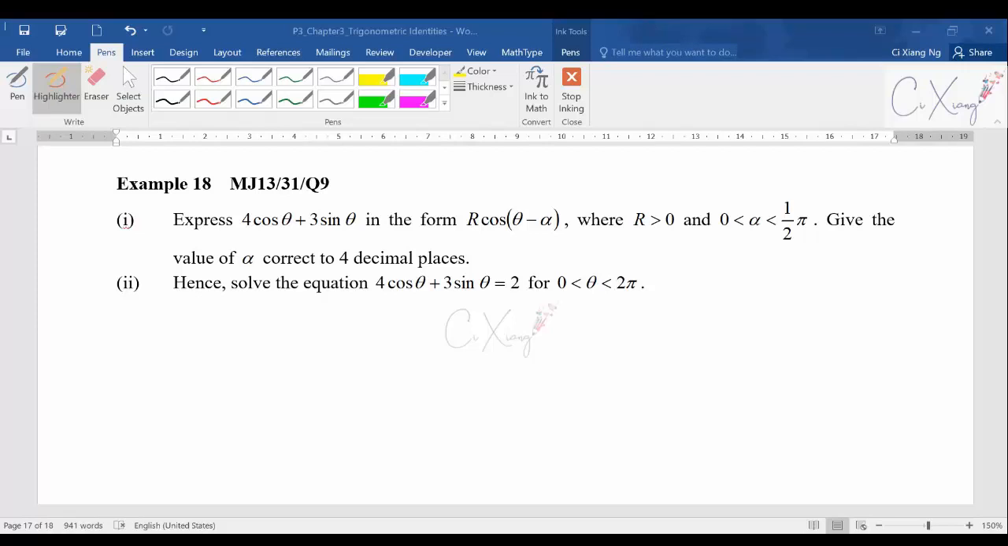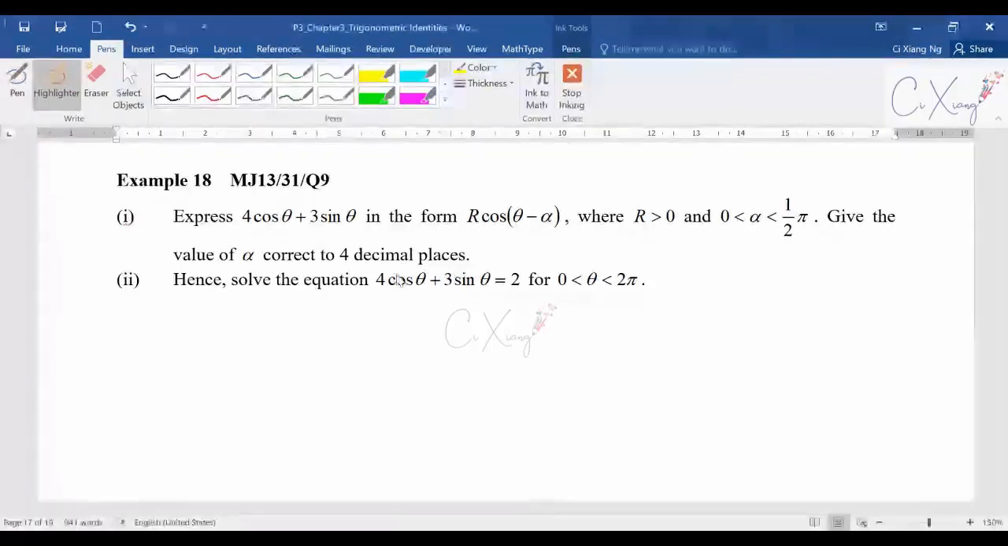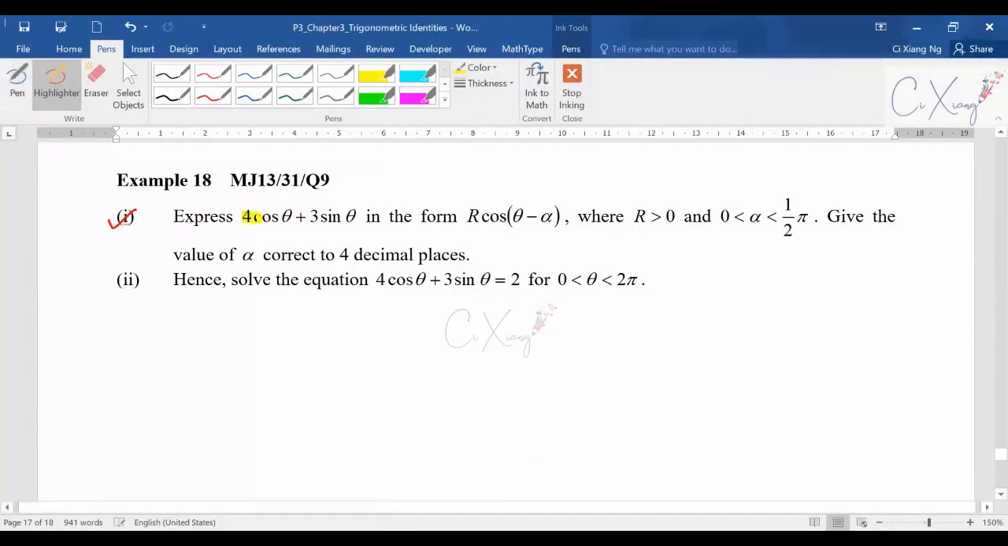Alright, so we can try example 18 now. If you look at example 18, first question, they want you to express 4 cos theta plus 3 sine theta in this form. Of course they will tell you that R is always positive and alpha is always in the first quadrant, and they want you to give alpha correct to 4 decimal places. Right, so when you want to do this, generally what is the first step? You need to copy the question first. So they actually want you to change this to become R cos theta minus alpha.